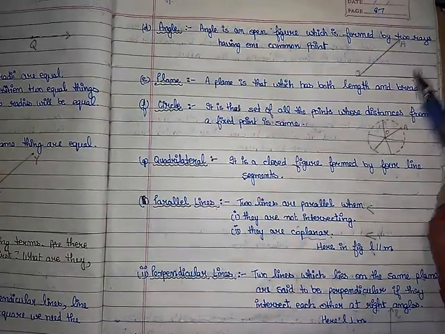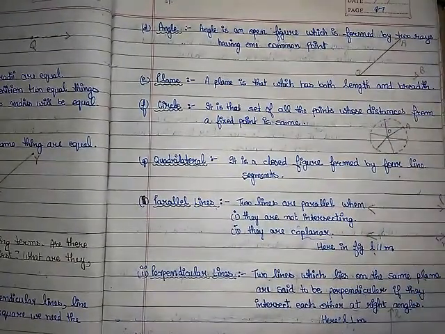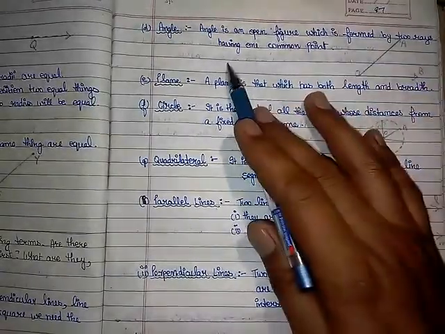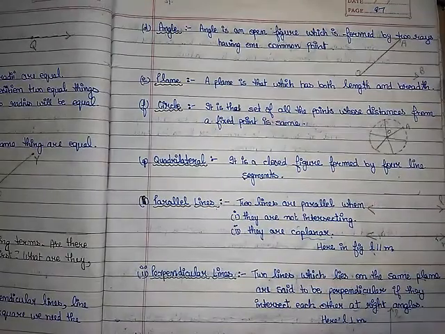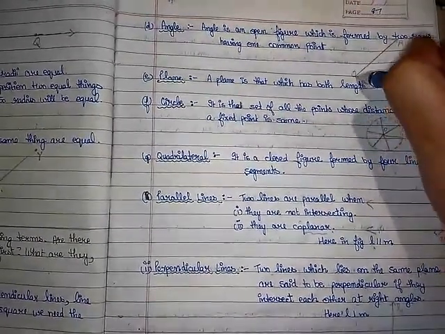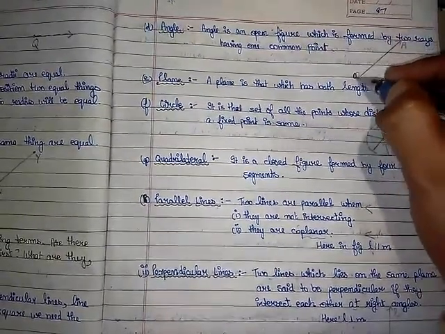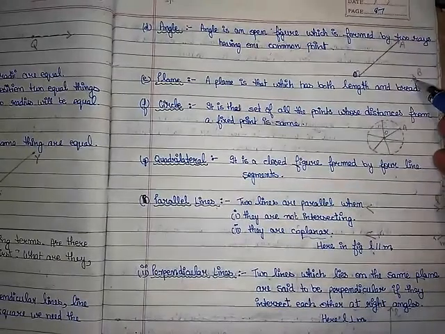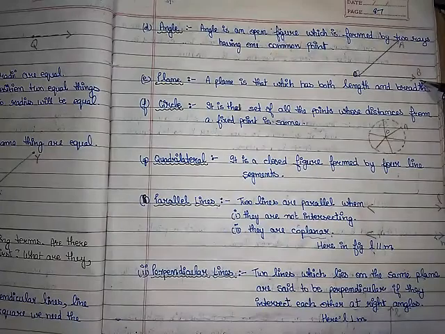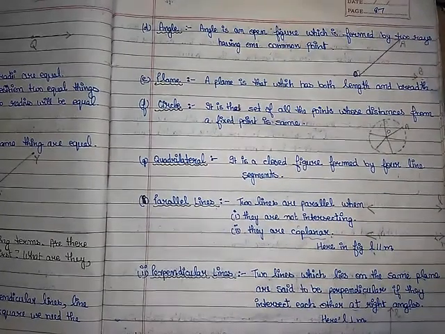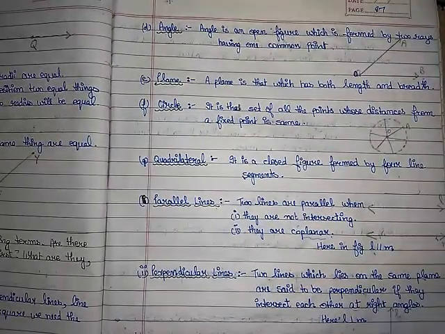A quadrilateral is a closed figure, but if you are talking about an angle, then it is an open figure, which is formed by two rays having one common point. It is formed by this ray and this ray. Two rays are required and one common point should be there. That is the necessity of an angle. Clear? So what is the name of the angle? OAB. What are the arms of the angle? That is OA and OB. What is the vertex of the angle? That is O. Clear? So this is the knowledge which we gained in the earlier classes.